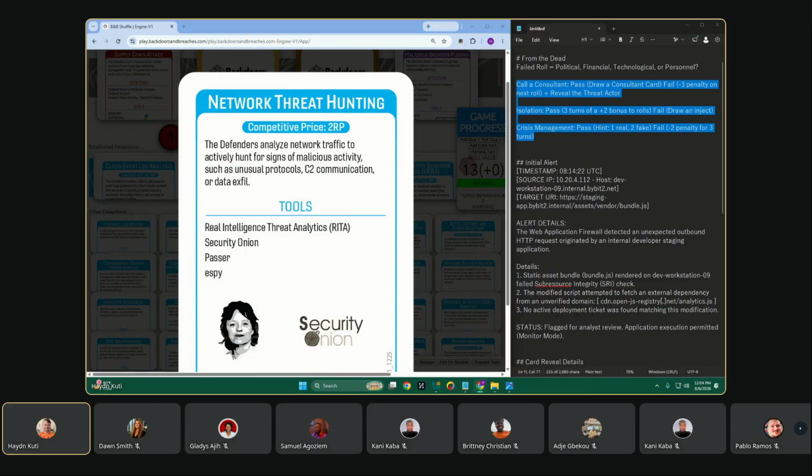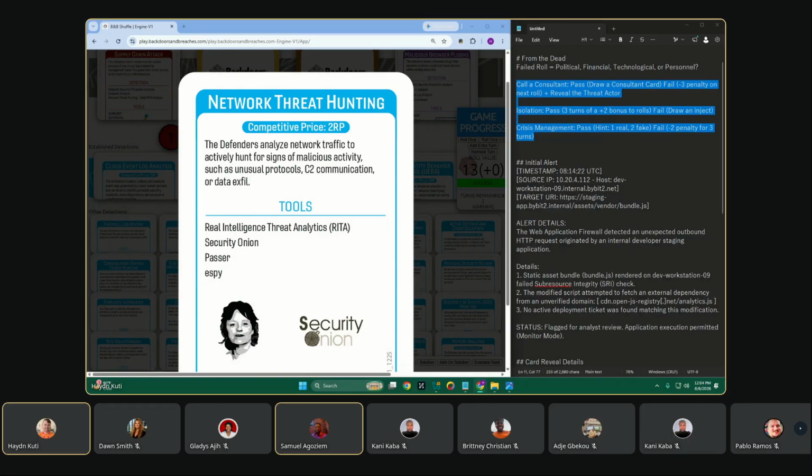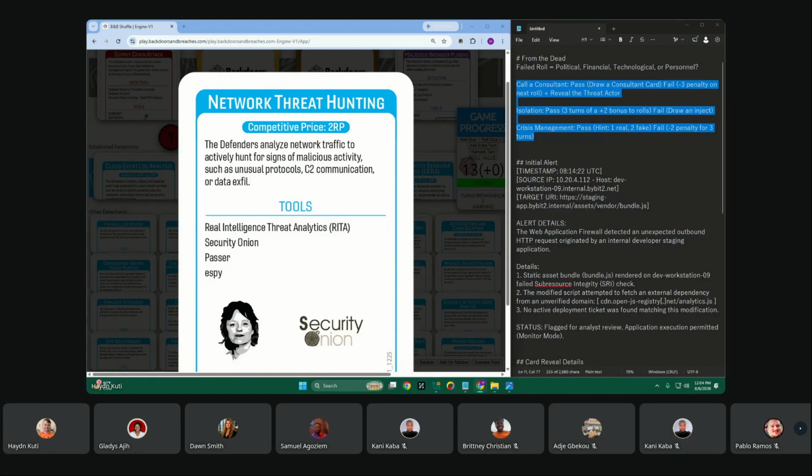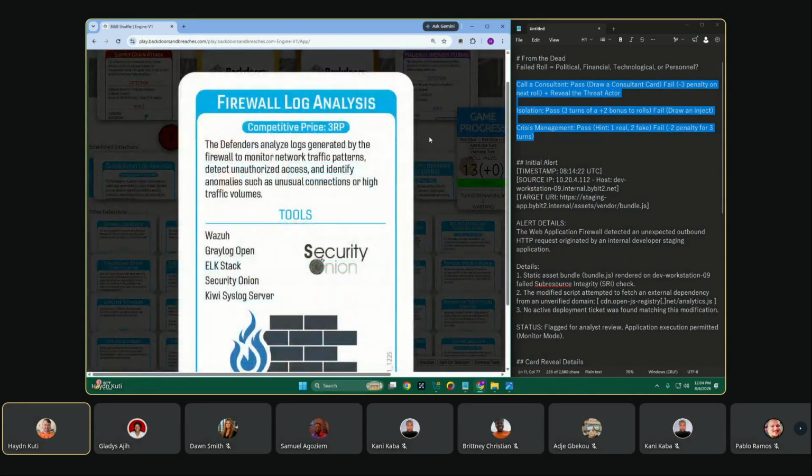Now we have an odd number of people, so we can take the vote as needed. Pablo, what do you think, network threat hunting or firewall log analysis?